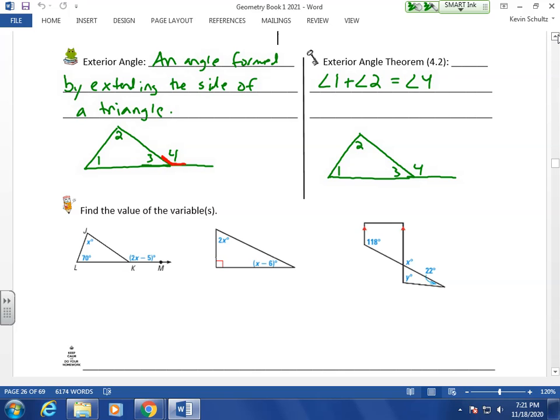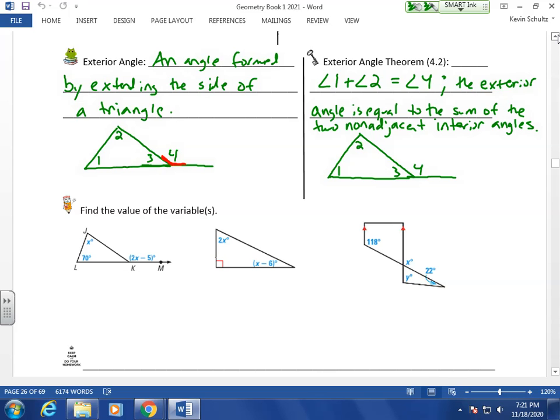Okay. In words, it says that the exterior angle is equal to the sum of the two non-adjacent, meaning not next to, right? Angle 3 is adjacent to angle 4 because they share that side, but the two non-adjacent interior angles. Right? So as an equation in words here, the sum of angles 1 and 2 will equal the measure of the exterior angle. In words, the theorem says that the exterior angle is equal to the sum of the two non-adjacent interior angles.